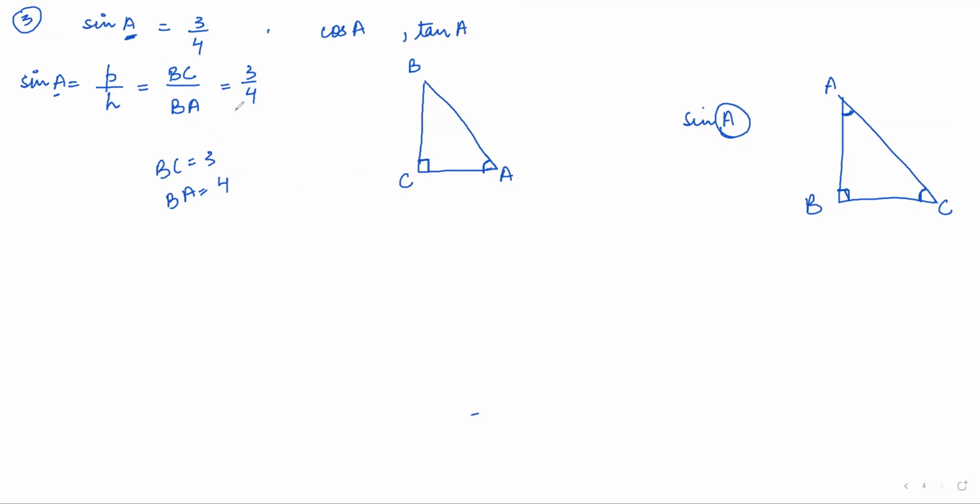See, Abdul Malik, here is the catch in this question. I cannot say BC is equal to 3 and BA is equal to 4. I mean, it is correct, but it is one of the correct answers. There are many other answers to this.